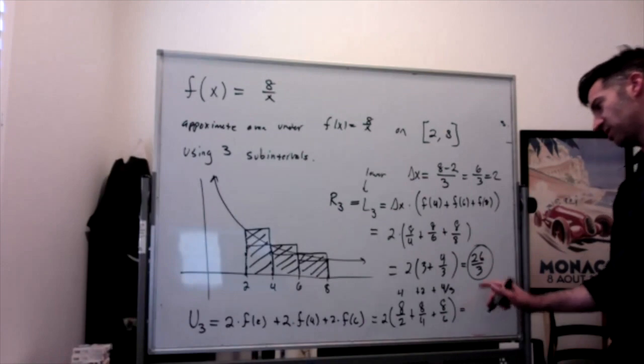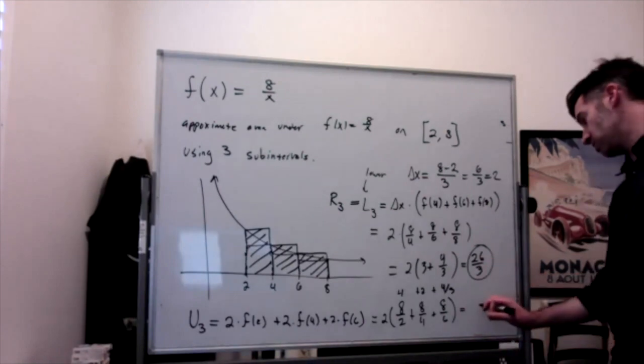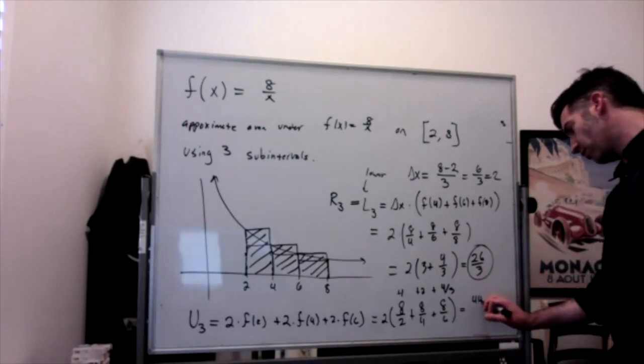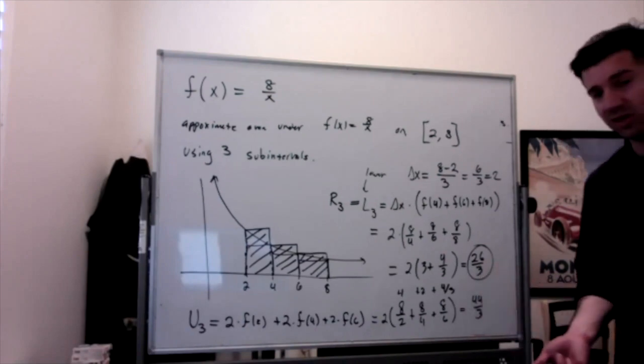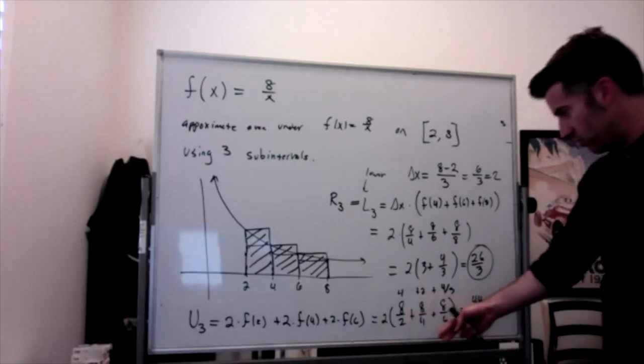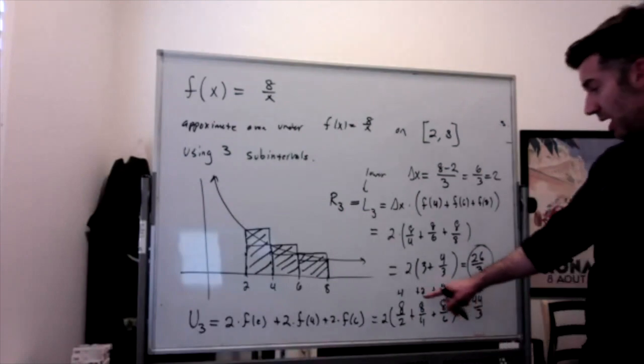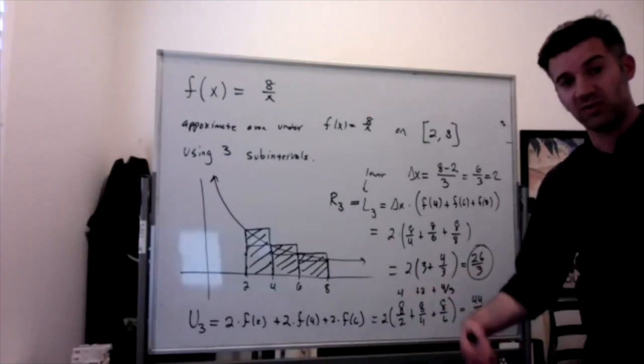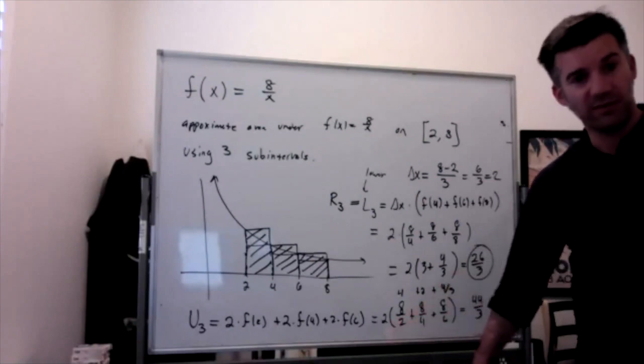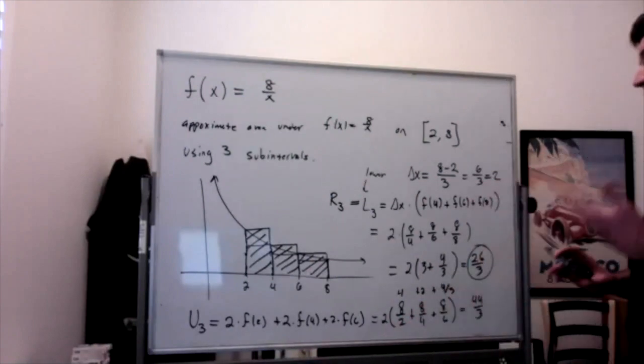So I can say that's going to be 26/3 plus 18/3, which is 44/3. We can also do the calculation directly. This is 4 plus 2 plus 4/3. 6 plus 4/3 is 18/3 plus 4/3, which is 22/3, times 2 is 44/3. Oh, yeah, that works. Okay, so there's our upper sum.